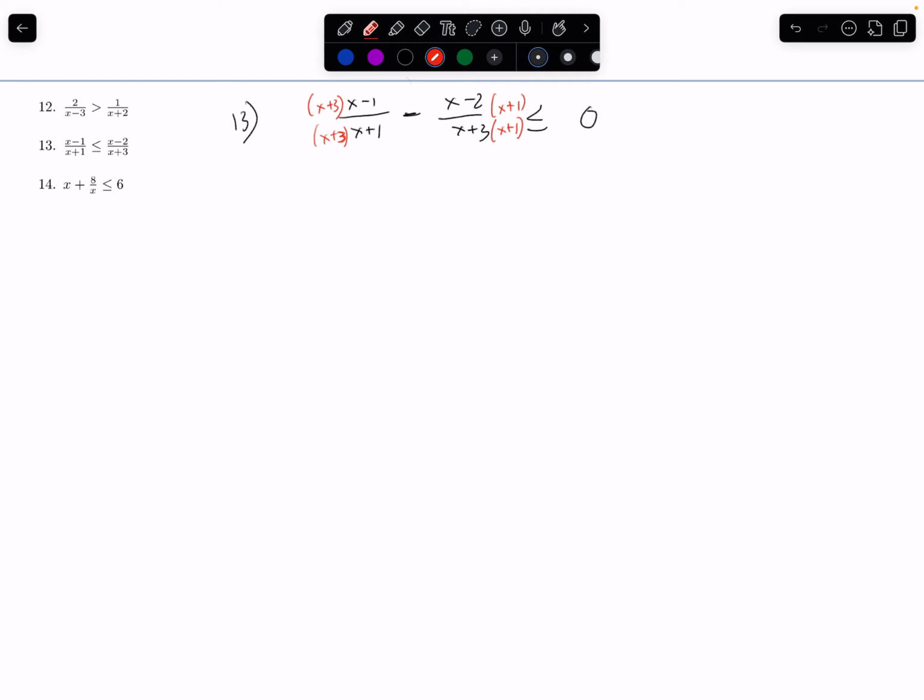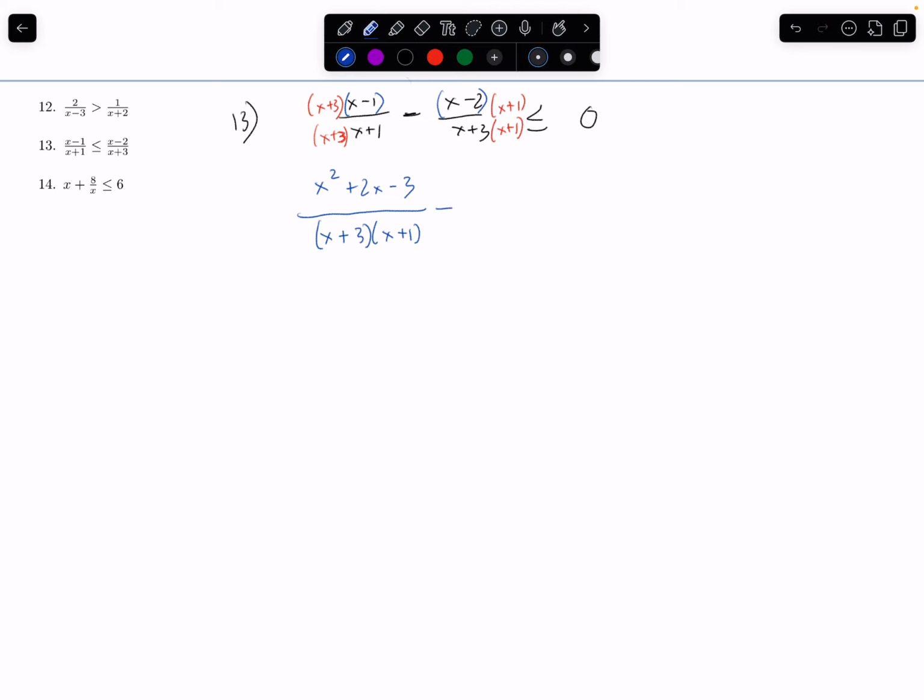Okay, that's going to give me x plus 3 times x minus 1. I'm going to go ahead and actually FOIL out this multiplication here. X plus 3 times x minus 1 is x squared plus 2x minus 3. In the bottom, I'm going to leave it in its factored form because factored form is nice. The only reason I multiplied this one out is because I'm going to have to subtract it before I do my ultimate factoring at the end.